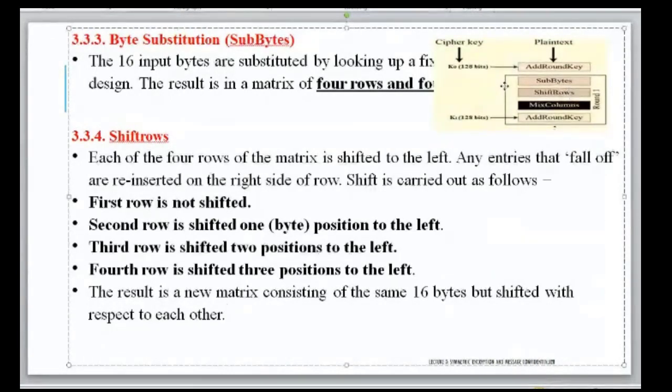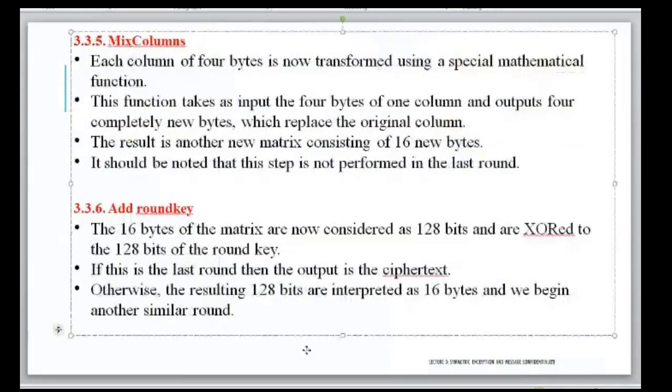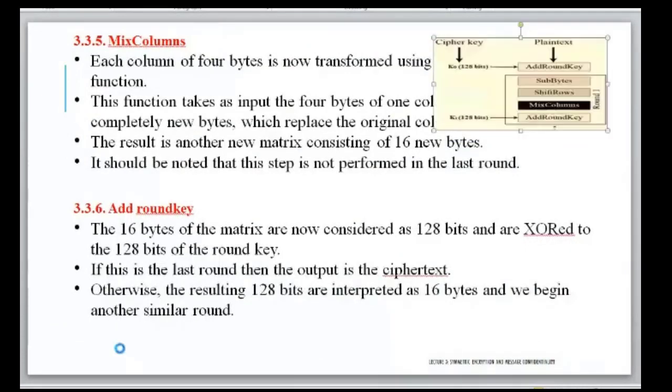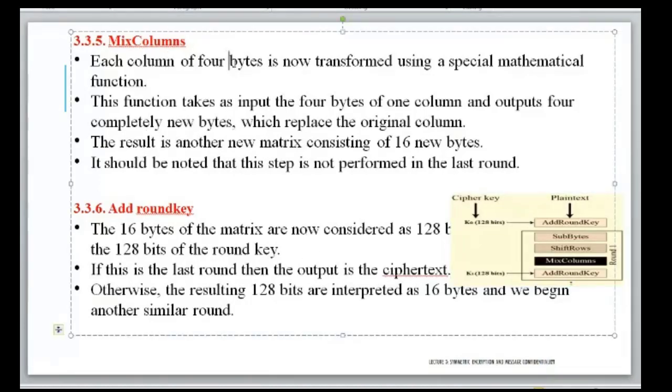Then the next step is mixing the columns, mix columns. Now we are going to play with the columns. Each column, going up and down, while rows go across. So each column of 4 bytes is now transformed using a special mathematical function. They are going to use some mathematical function and transform it.